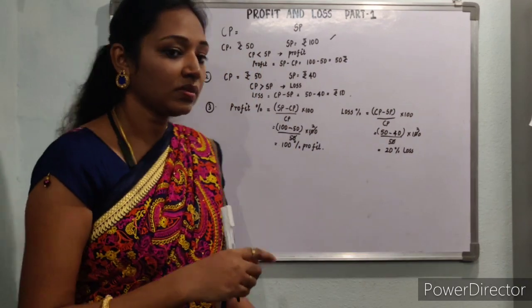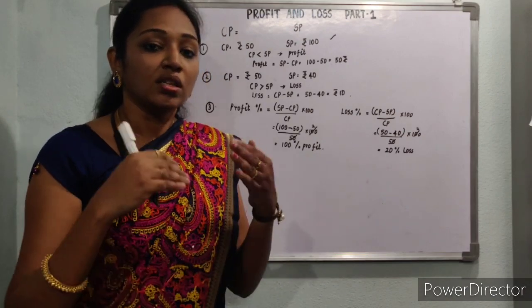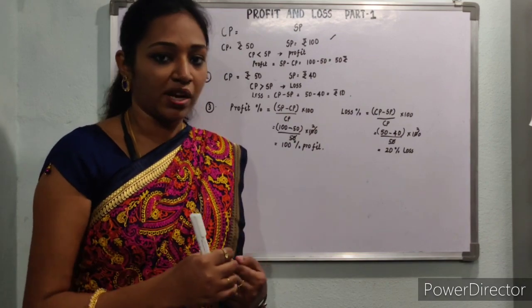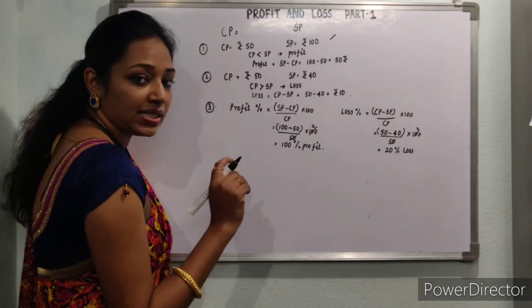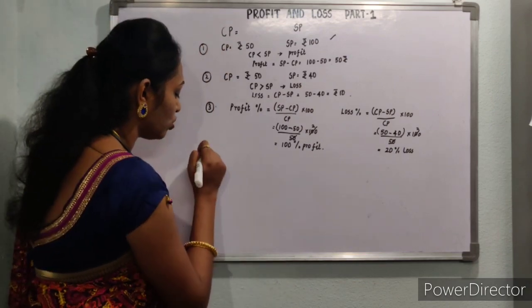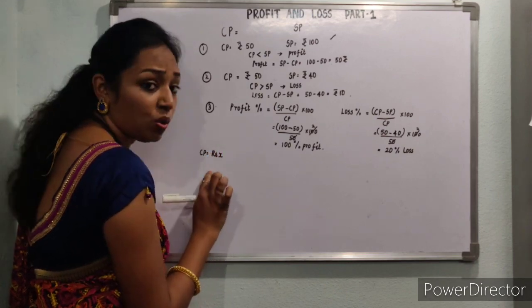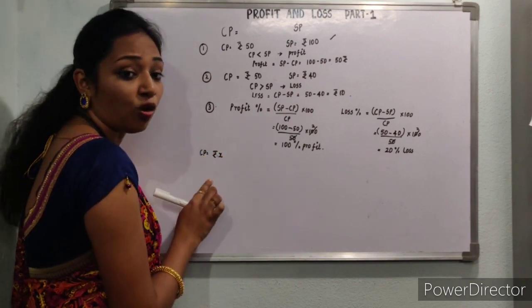Okay. So here we have one more case also where they will give you the selling price, the profit percentage or the loss percentage and they will ask you to find the cost price. So we have a formula for that. Let's see. A person bought a pen for X rupees. So cost price is X. X denotes that we don't know the value of that pen.